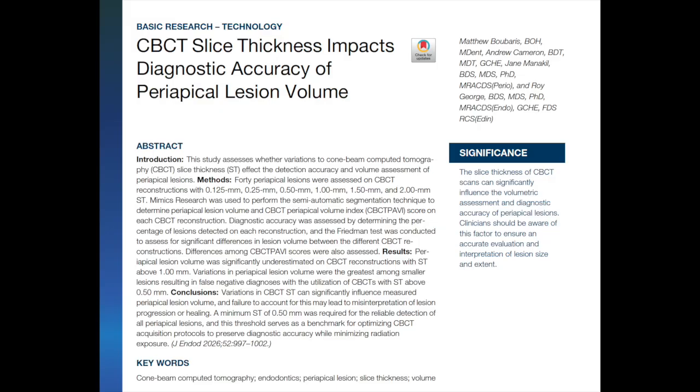Therefore, standardizing the CBCT slice thicknesses between pre and post-treatment scans is needed to interpret any volumetric changes, rather than associating them to differences between these slice thicknesses.